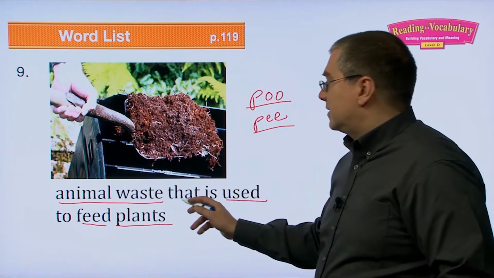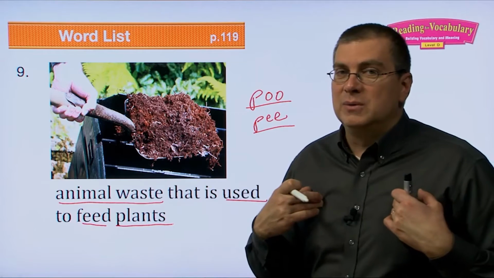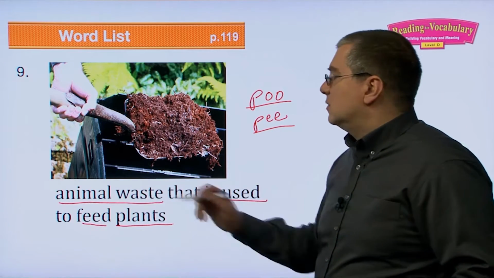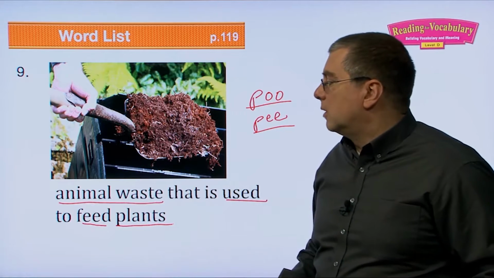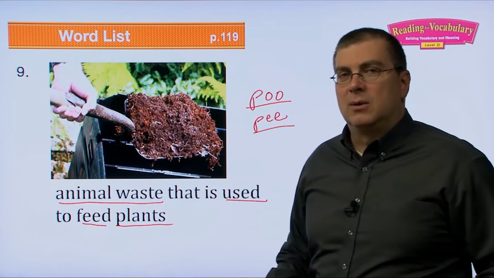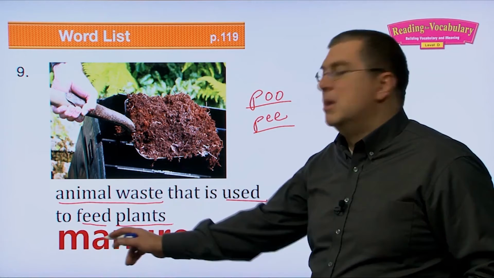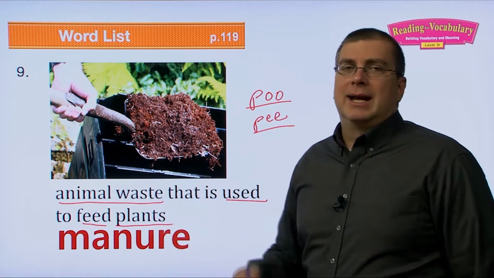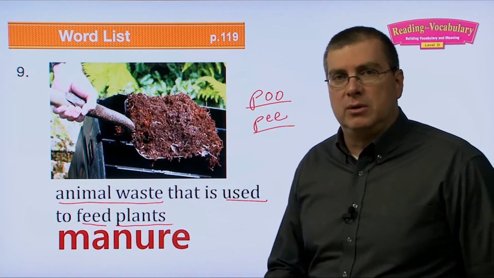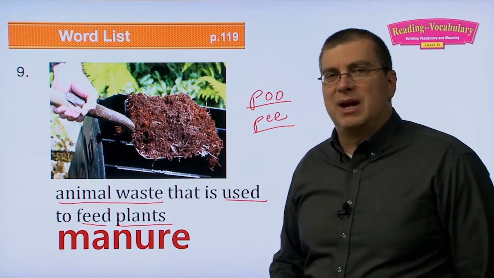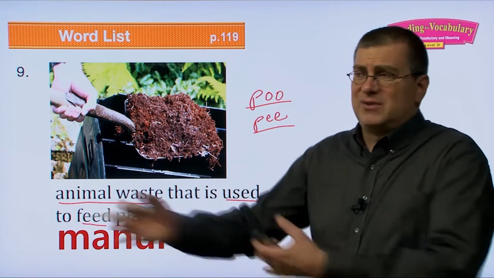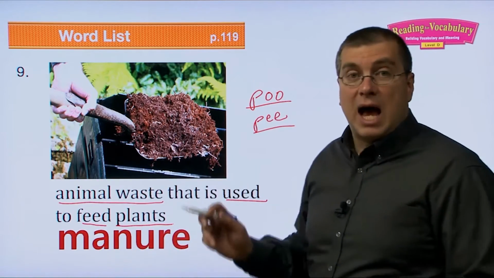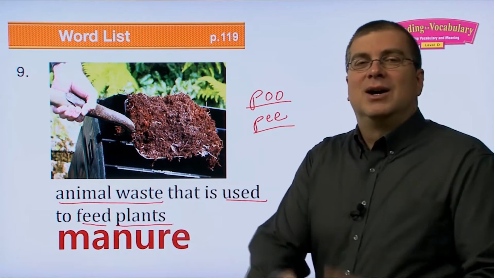So animal waste, and remember, we are animals too, so it can be human waste, not just your dog. Animal waste that is used to feed plants, we have a special word for it. We don't call it poo or pee or dung. We call it manure. Manure. And it's usually cow manure or horse manure. It could be other types of animals, but usually it's cow manure because farmers have a lot of cows, and what are they doing? They're pooing a lot, so they use that for manure.